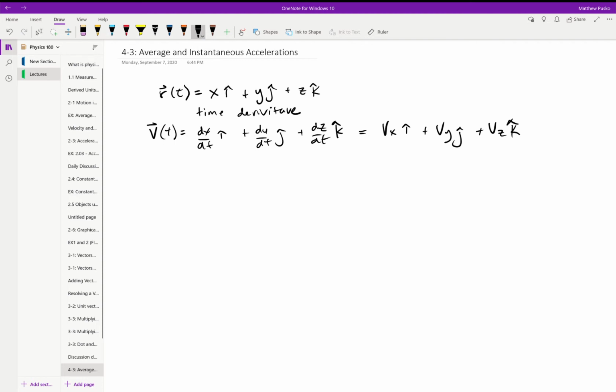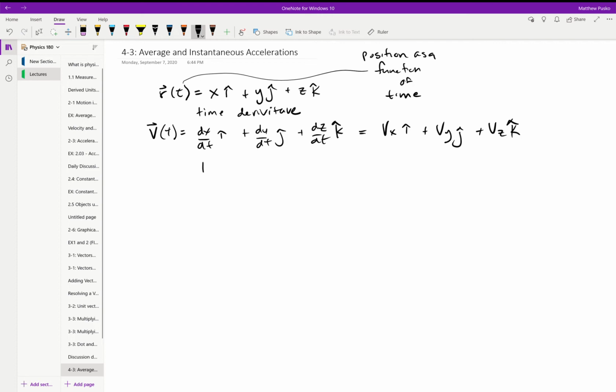Alright, so we need to know how to do that. If we're given any function as a function of time, so it's position as a function of time, then we can take the derivative with respect to time and get a vector function for the velocity. And we can plug in any time t and actually get a vector answer for the velocity at that instant.